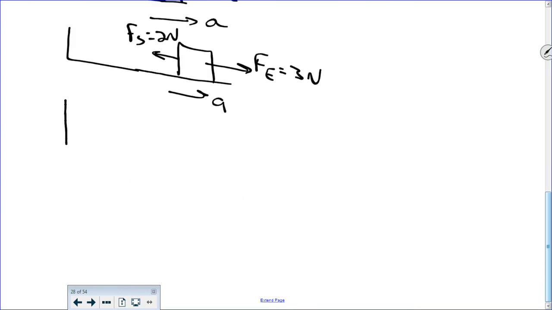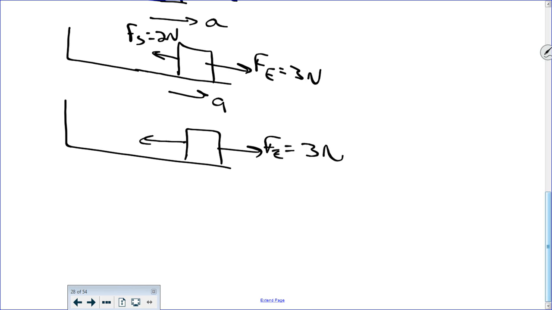Eventually, you're going to get to a point where Evan's force is canceled out by the spring. So now it stops accelerating. And then as soon as I stretch it a little bit more, this force gets bigger and slows it down. Cool? Does that make sense? All right, so that's answer number 1.